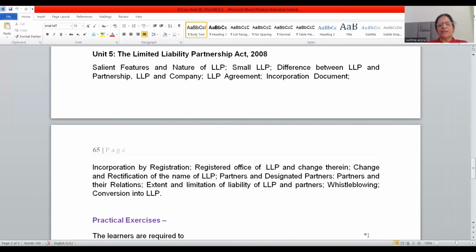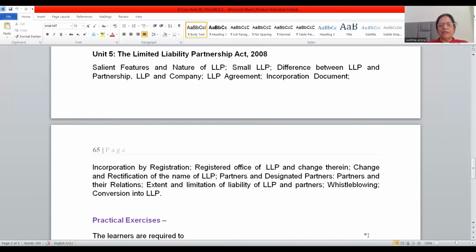Partners and designated partners. Who are partners? And when is the partner qualified to become partner of LLP? What do you understand by the term designated partner? When is any person not qualified to become designated partner? Partners and their relations, how are they determined? Then what is the extent and limitation of liability of LLP and its partners? Is it limited or unlimited? It is not unlimited, it is limited up to the amount of contribution.